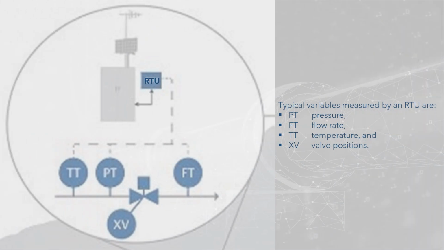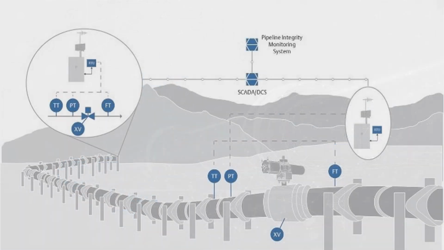It is possible to install remote terminal units, RTUs, scattered along the pipeline, with distances ranging from a few meters to kilometers. Typical variables measured by an RTU are pressure, flow rate, temperature, and valve positions. This implies that we only have measurements with high precision at the measurement points, nodes, and for the rest of the pipeline it is necessary to estimate what is happening, based on the observed variables.